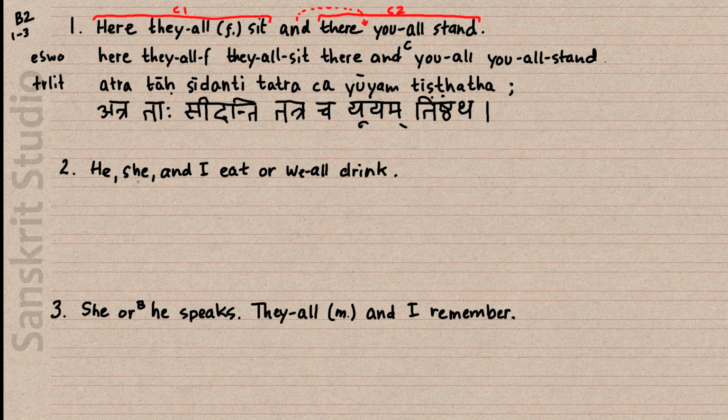Number 2: he, she, and I eat, or we all drink. And now we have to do an analysis, because here we have 2 conjunctions. We have the conjunction "and," and we have the conjunction "or." And how do they operate?